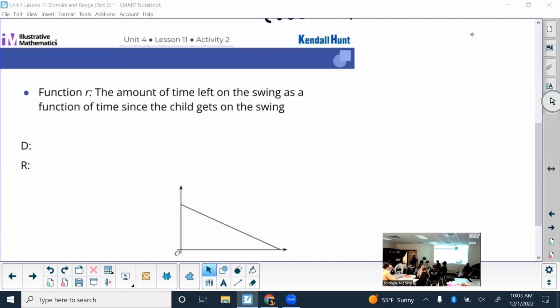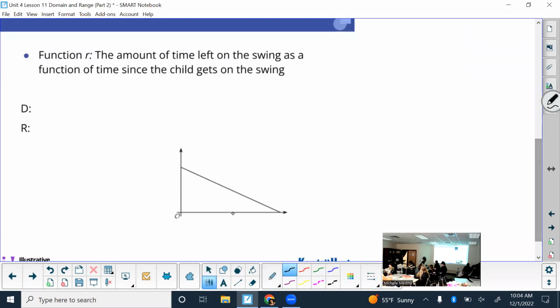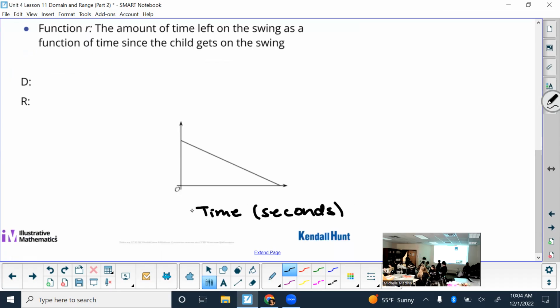Group 4, just listen to the question I'm asking, because it's not necessarily going to be right away what your domain is, right? So group 4, what would I label the x-axis as? Time. What's the unit going to be? Second. All right, we mentioned that earlier. It said that all the x-axes would be time in seconds since the child got on the thing. I'll add that in here too, actually. Time in seconds since child started swinging.